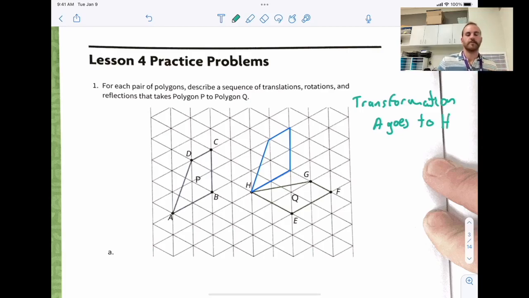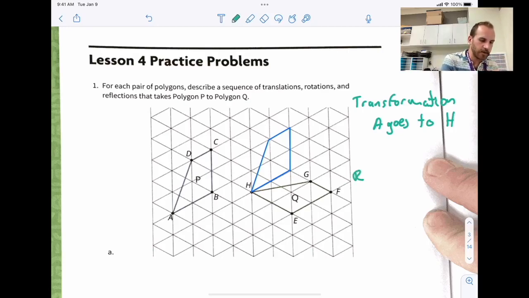Ignore the fingers on the side of the page, by the way. That's how you gotta copy it sometimes, I guess. Okay, so A goes to H. We've got that much down, and that's a great way to get it started. Now we know that H is probably our center of rotation.